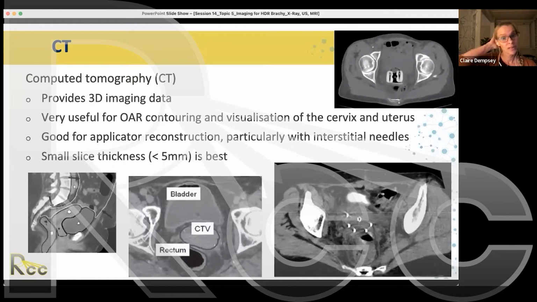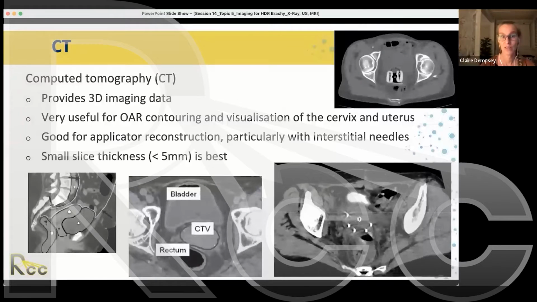So moving on to CT, which I guess is probably the most common type of imaging used in brachytherapy, particularly for treatment planning globally. So even in Australia, CT is still far more common than MRI for brachytherapy. Obviously, like MRI, CT provides 3D imaging data sets, so you can get really great volumetric contours and images in your planning system. So CT is really useful for contouring your organs at risk. So your bladder and your rectum, your bowel and small bowel and large bowel, and your sigmoid as well.